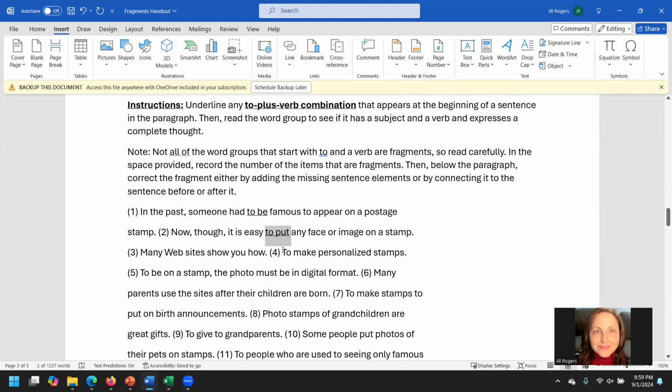Oh, here's "to make personalized stamps." "To make," right? So ask yourself, in this sentence from here to here, is there a subject? No. Is there a verb? No. There's a problem. So how do we fix it? It looks like it's not going to go here, because already here it has kind of repetition. So let's read the sentence before it: "Many websites show you how to make personalized stamps." All you have to do is combine that. Take out the period, lowercase the t, and that's your rewrite for number 4.